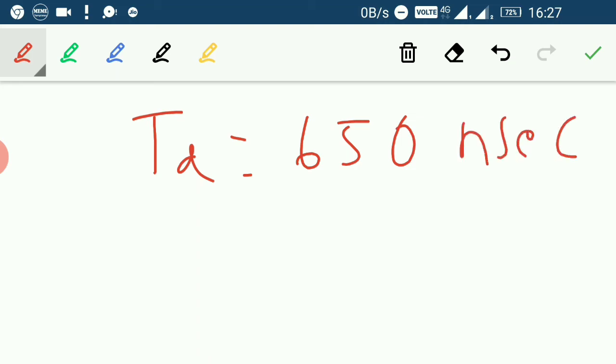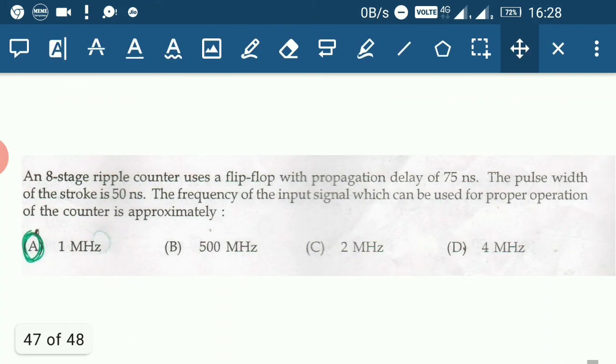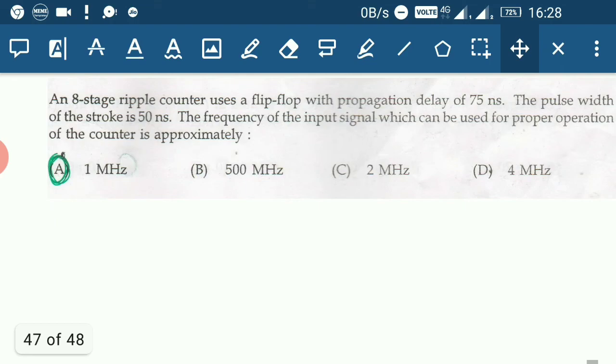What they ask is, what is the frequency of the input signal, right? So we know the time delay.